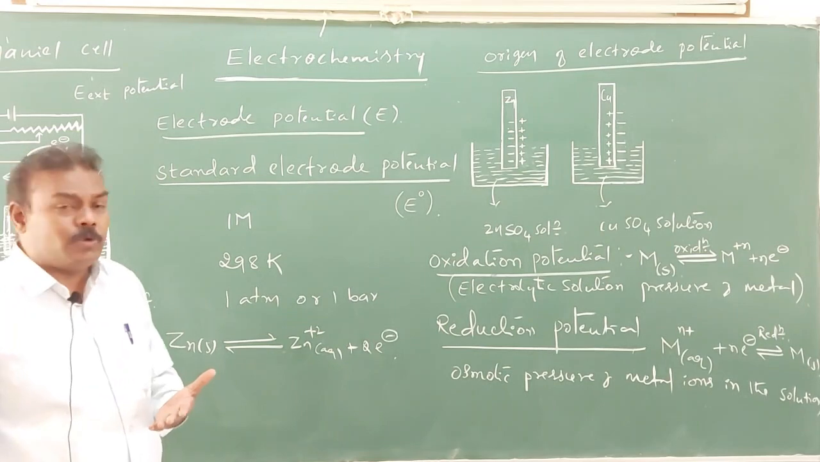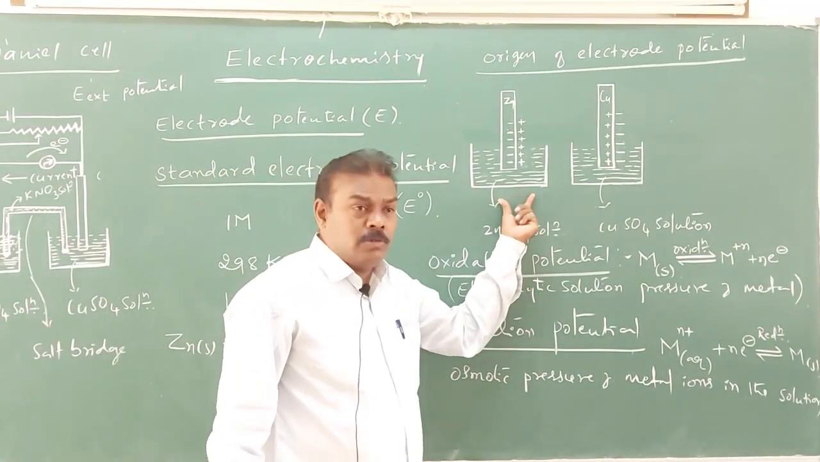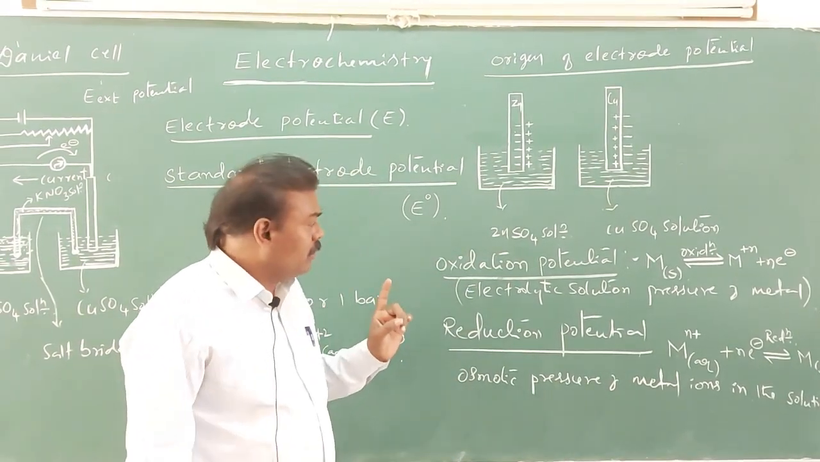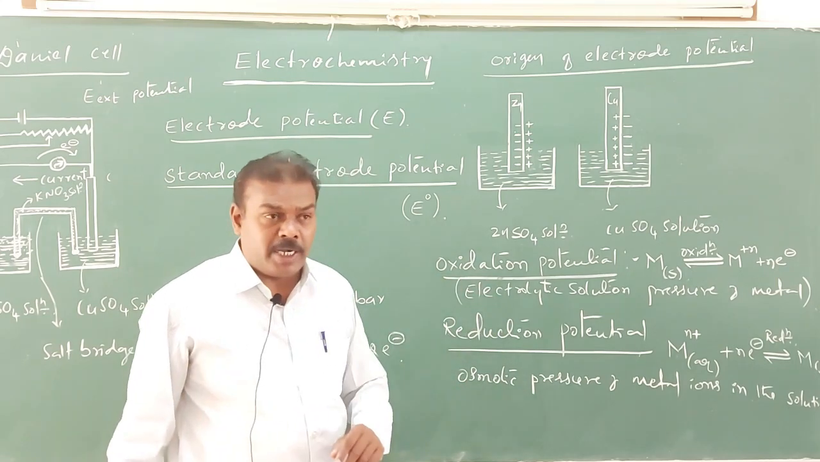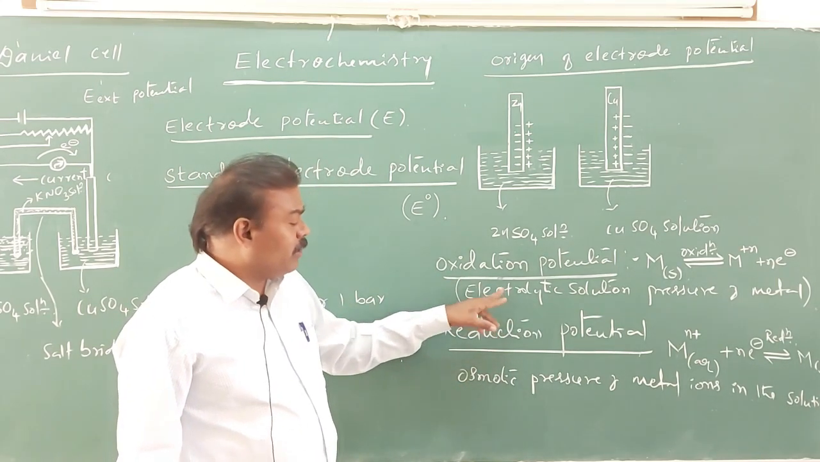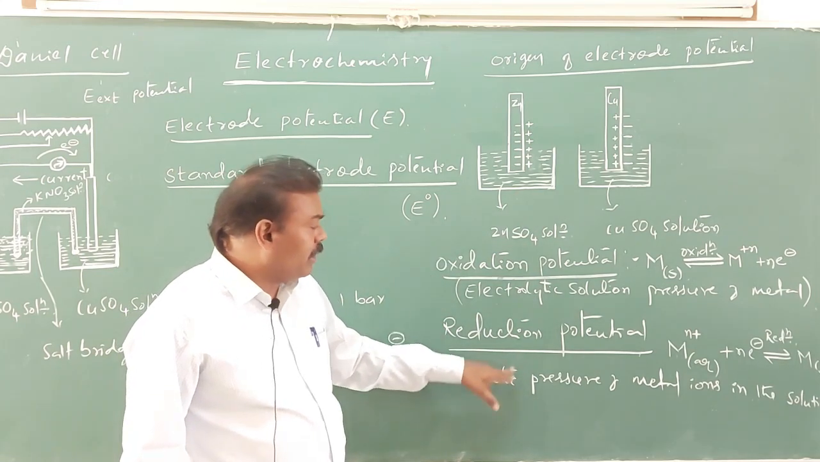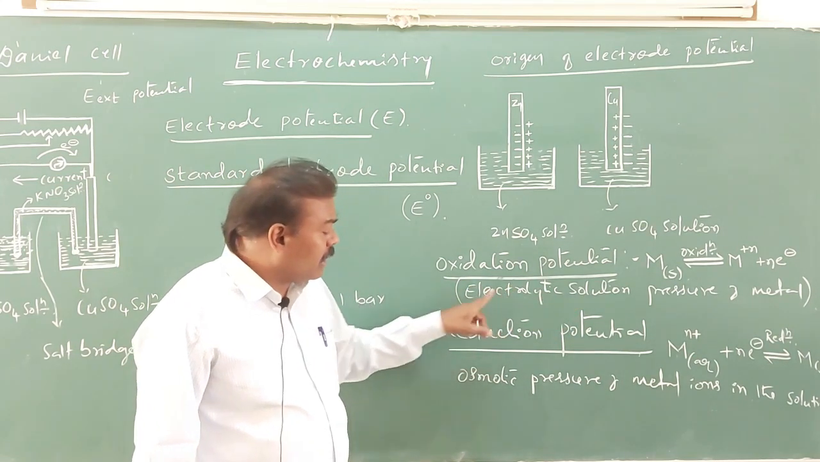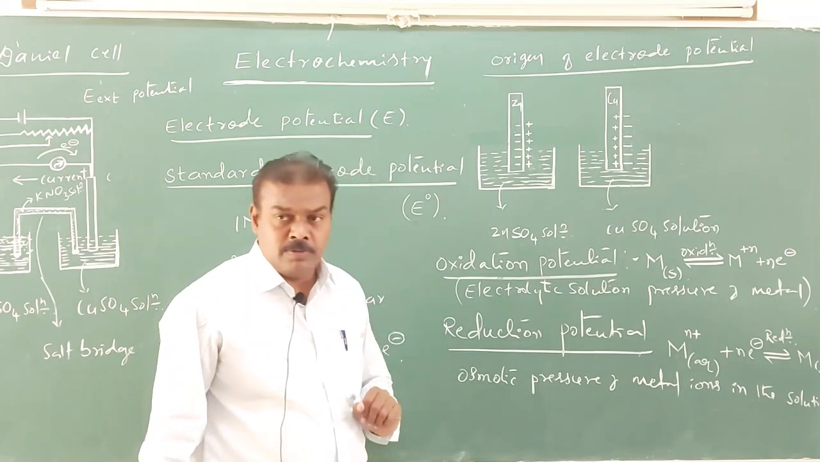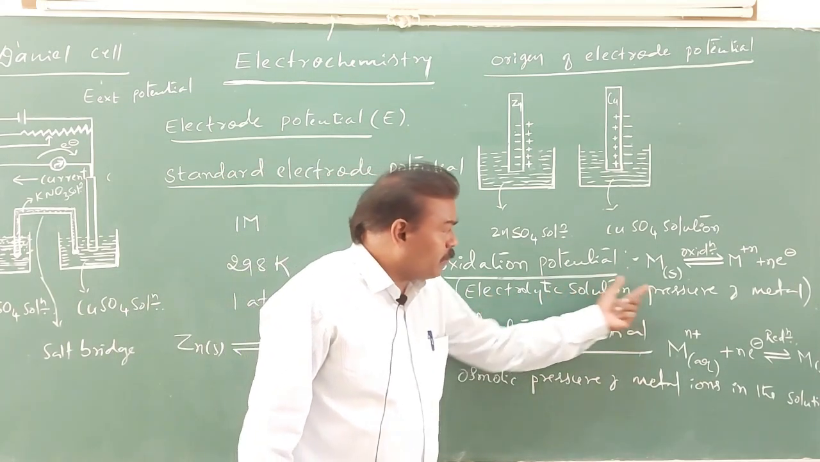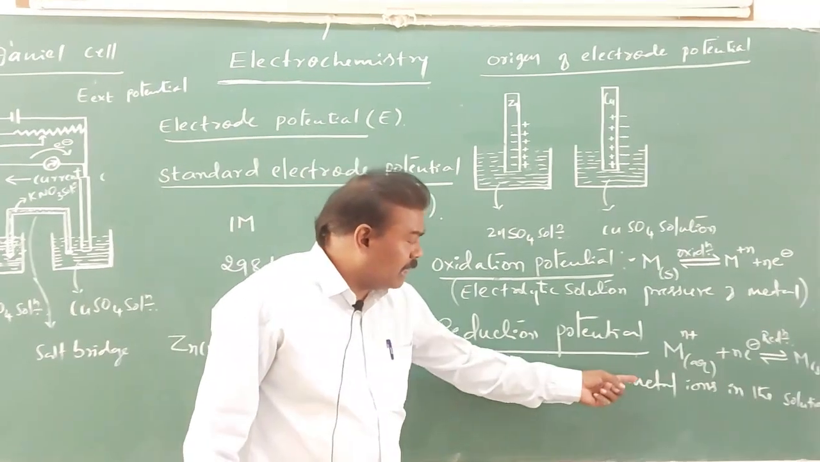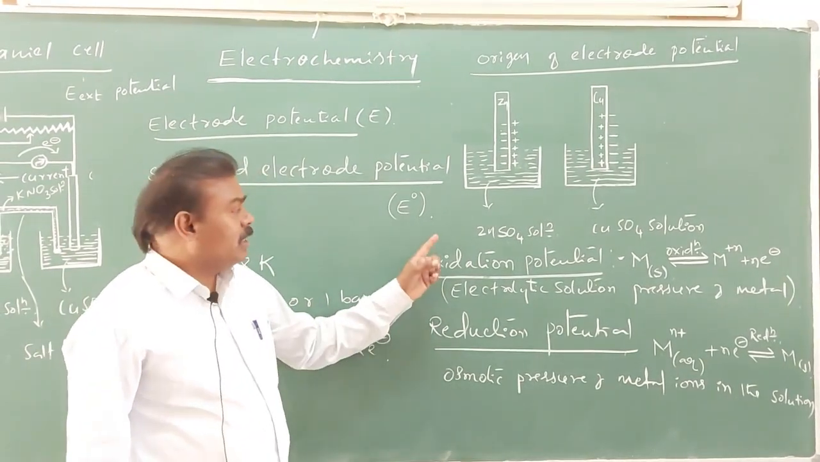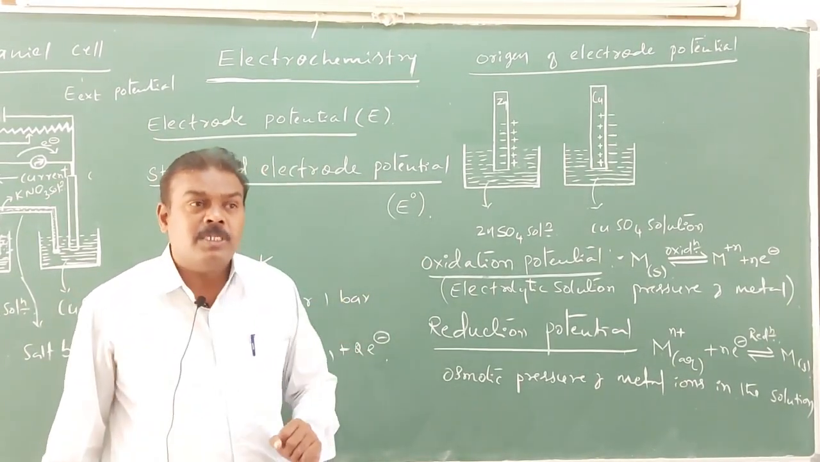Usually the question will come to our mind: why, sir, does the zinc undergo oxidation and the copper electrode undergo reduction, and not the other way around? Whenever the metal is in contact with the solution of its own ions, the two forces start operating. In the case of the zinc electrode, the electrolytic solution pressure of the metal is greater than the osmotic pressure of the zinc ions in the solution. In the case of the copper, the electrolytic solution pressure of the copper is less than the osmotic pressure of the copper ions in the solution. That is why at the copper electrode a reduction reaction takes place, and at the zinc electrode the oxidation reaction takes place.